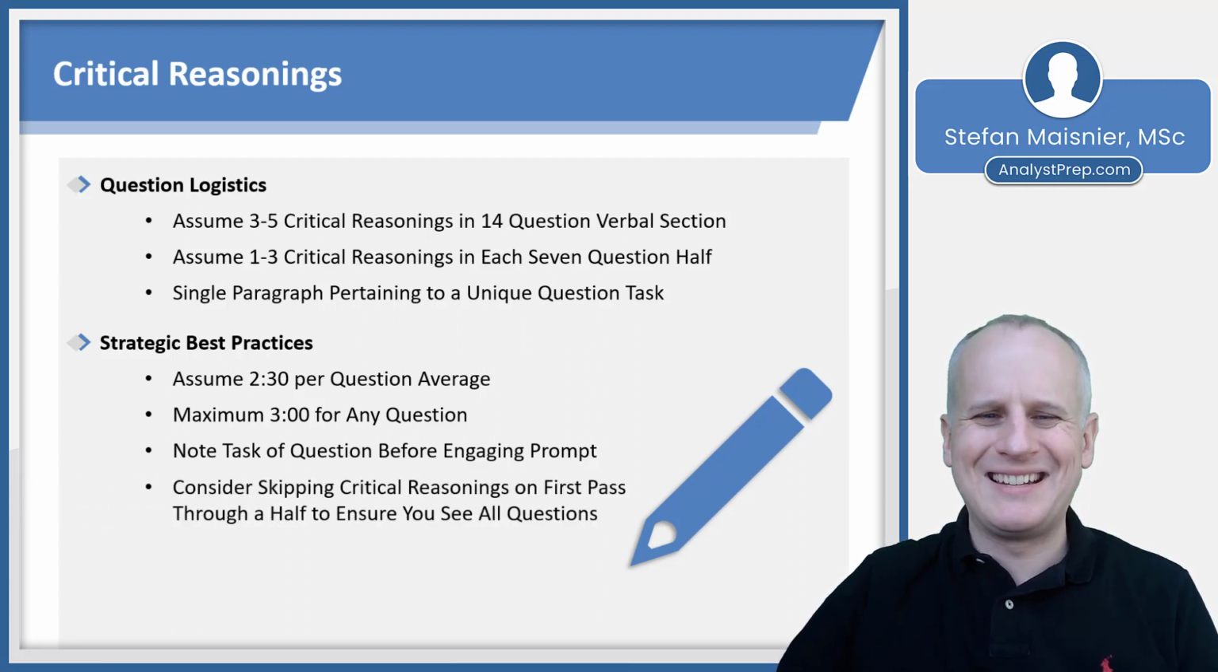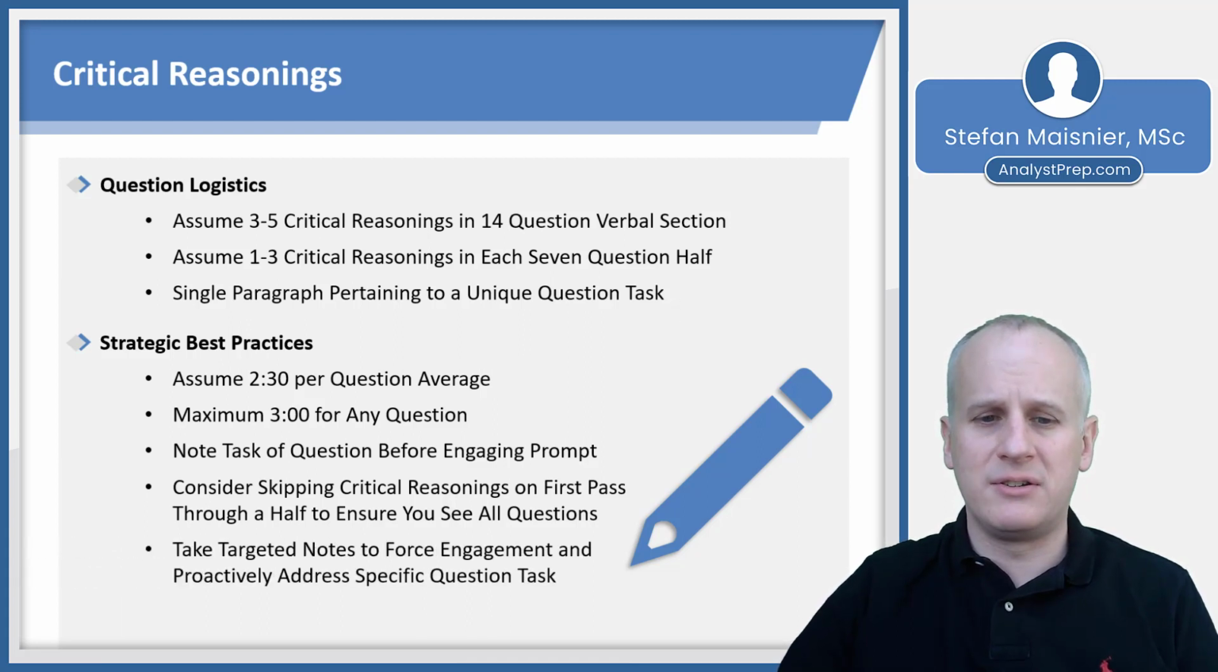You also may consider tactically skipping all critical reasonings on the first pass through one of the 7-question halves of the executive assessment to make sure that you see all of the questions, because generally these questions are the primary candidate that you'll want to skip if you need to, but you'll have to take targeted notes to force engagement and proactively address that specific question task. In this case, we're going to talk about predicting how to weaken an argument proactively.